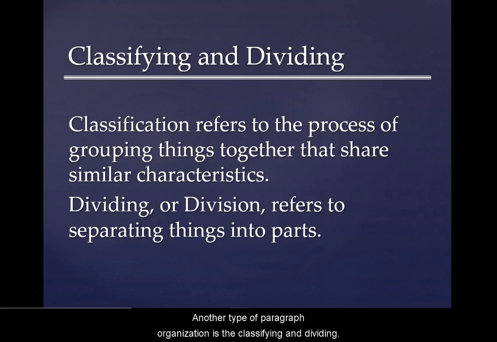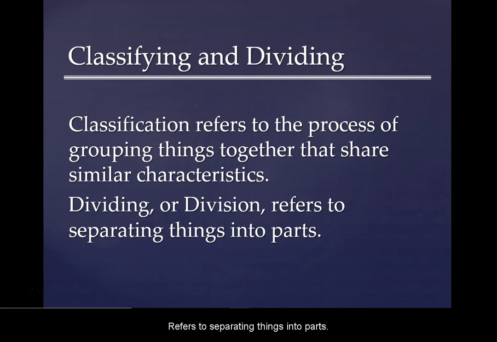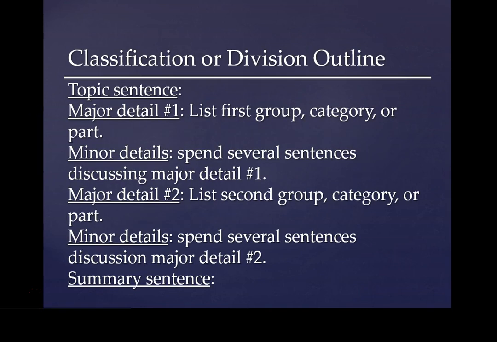Another type of paragraph organization is the classifying and dividing. Classification or classifying refers to the process of grouping things together that share similar characteristics. Dividing or division refers to separating things into parts. And much like the cause and effect outline, classification or division can also have the same outline.